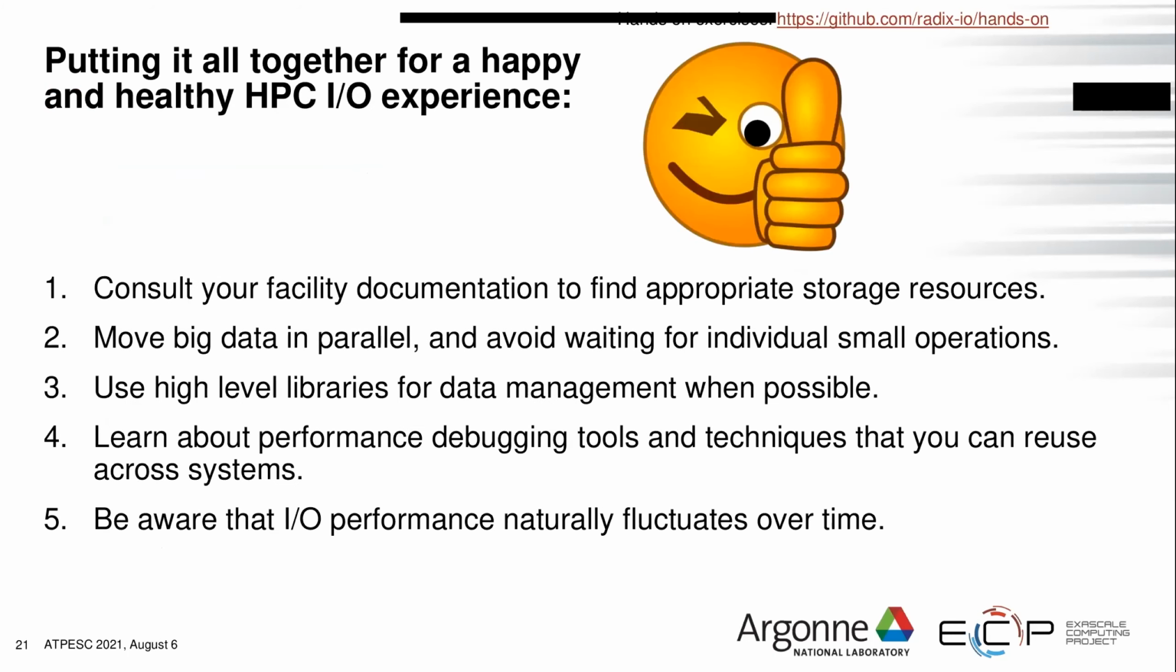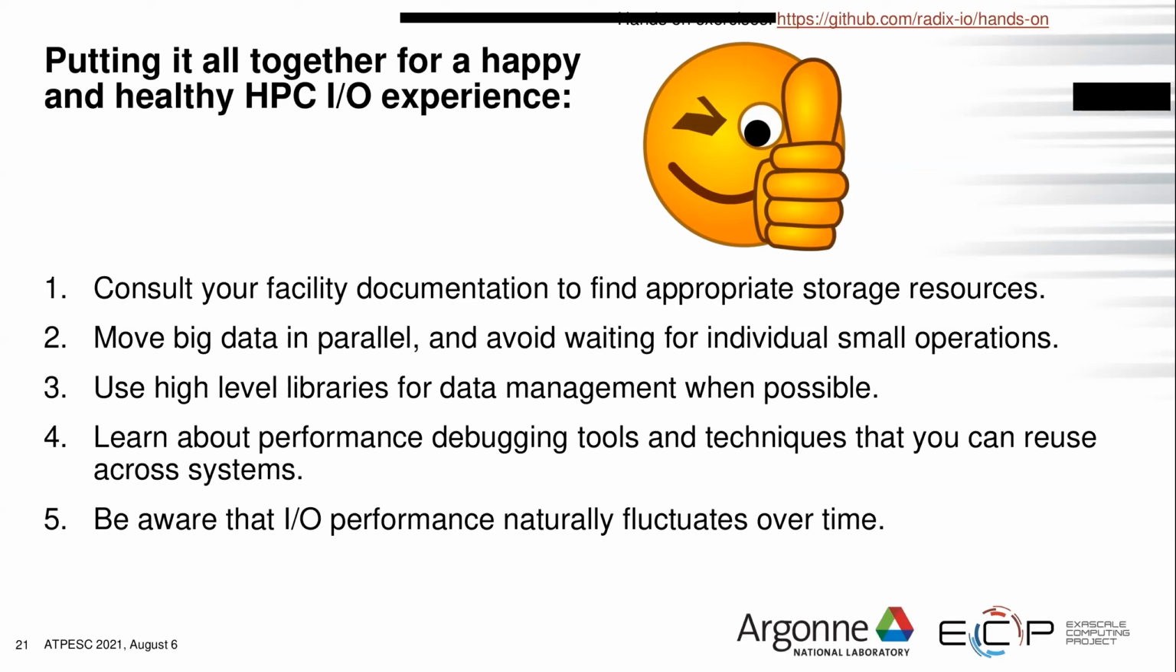So that's the 5 things. I'll recap here and put it together for you. These are the general ideas to keep in mind through the day. The first is that you need to look at your facility documentation for wherever you're running to find what storage resources they have and pick the best one for what you want to do. Once you've done that, the key thing to use most of these systems quickly is to move big data in parallel, use big chunks, do things concurrently, and avoid waiting for individual small operations when you can.